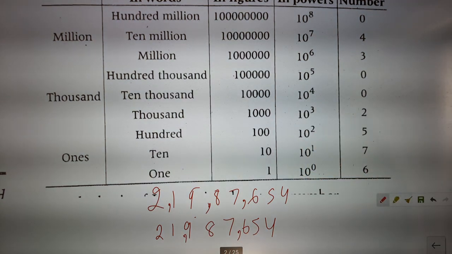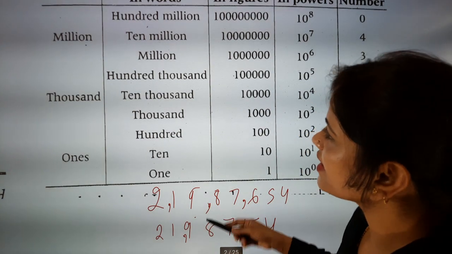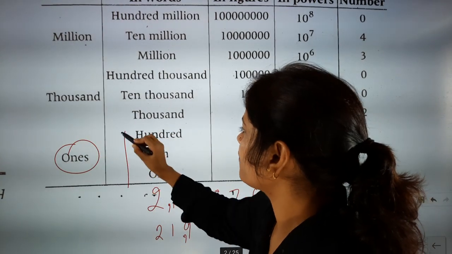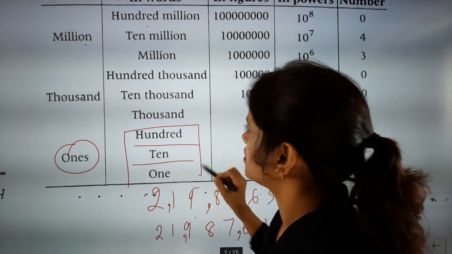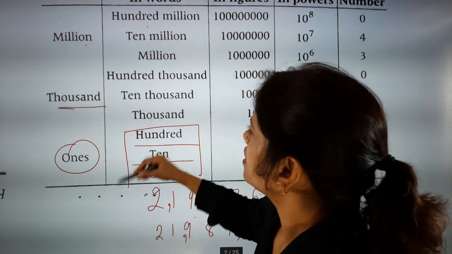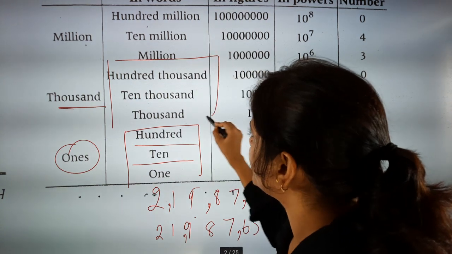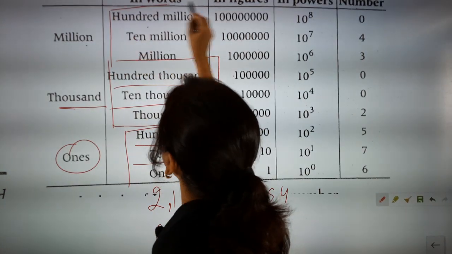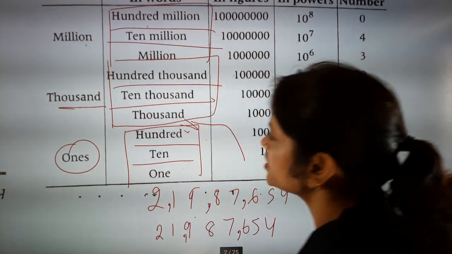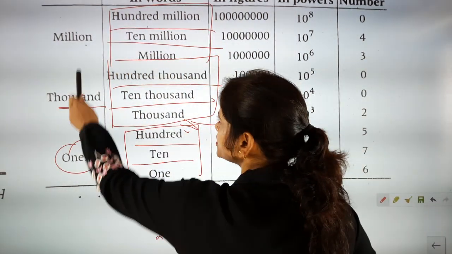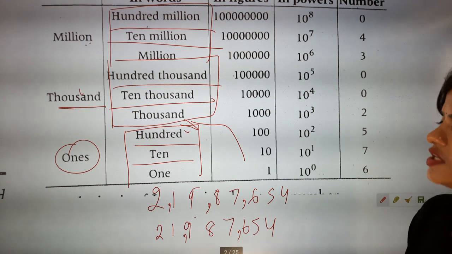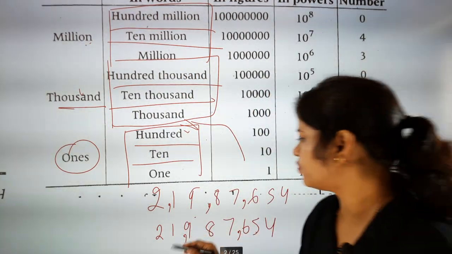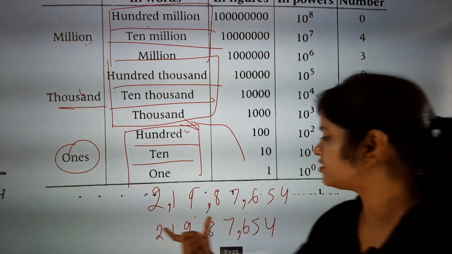After 3, how many? After 3, it is exactly containing 3 places. Look here: the ones place will have 3 digits, the thousand place will have 3 digits, and the million place will have 3 digits. So it only has ones, thousands and million. And we have to put a separator exactly after every 3 digits.